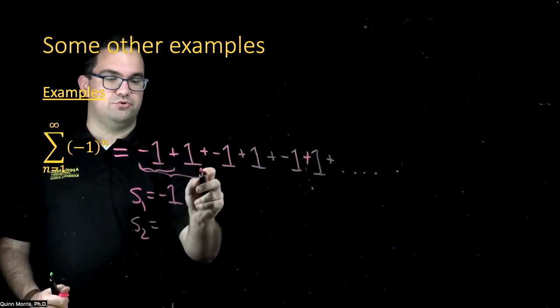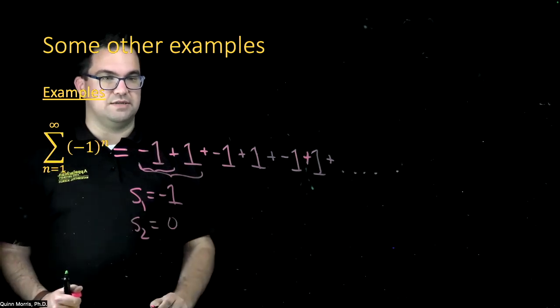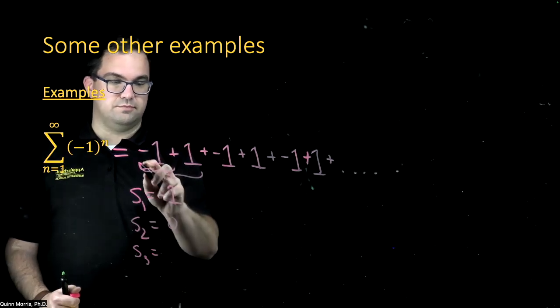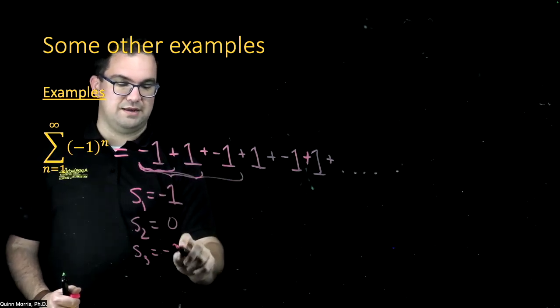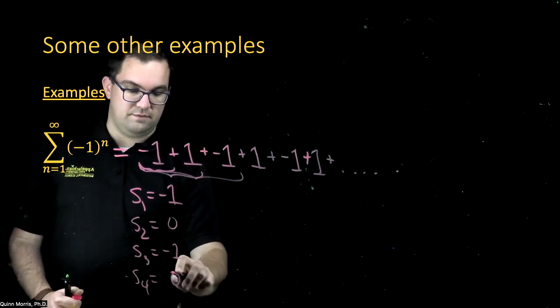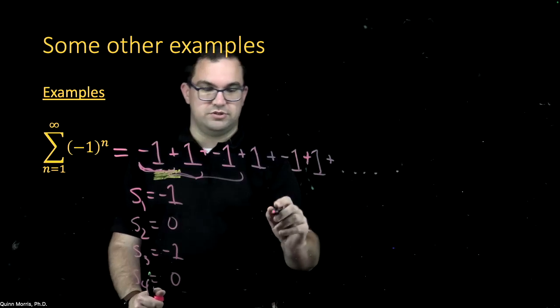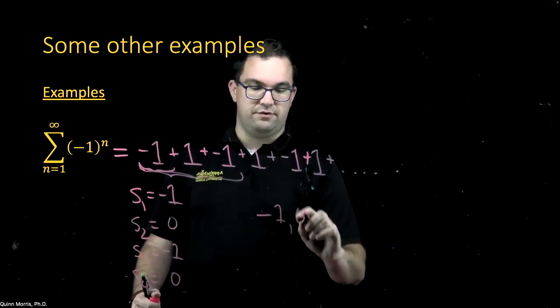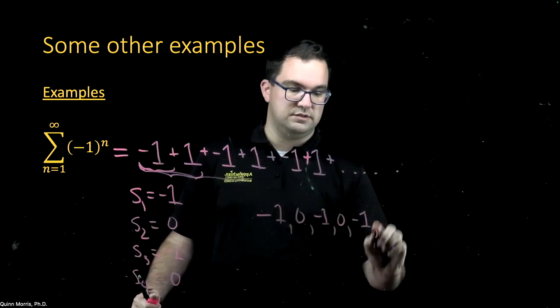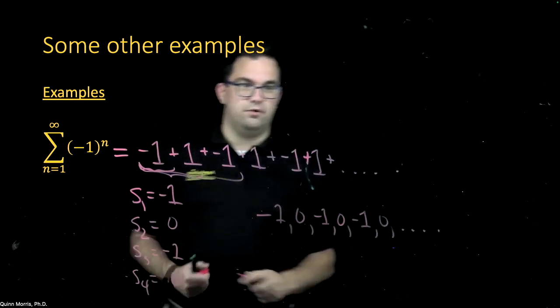That's the sum of the first two terms. That's going to be 0. What's the sum of the first 3 terms? The third partial sum. Well, that's -1. And you start to see that this sequence of partial sums goes -1, 0, -1, 0, -1, 0, so on and so on.